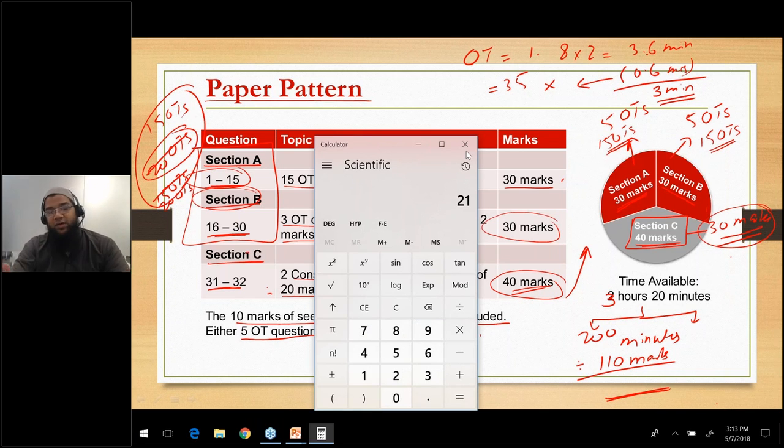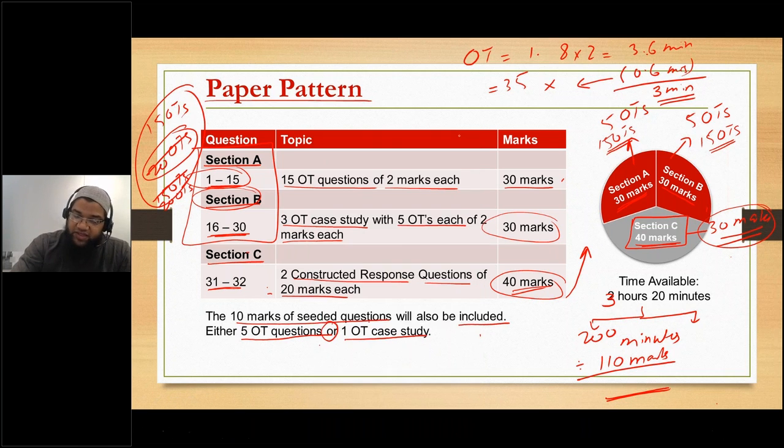So again, 10 for one CR question and 10 for the other CR question. And the normal time available will be 1.8 times 20. So 36 plus 10 will give you 46 minutes.